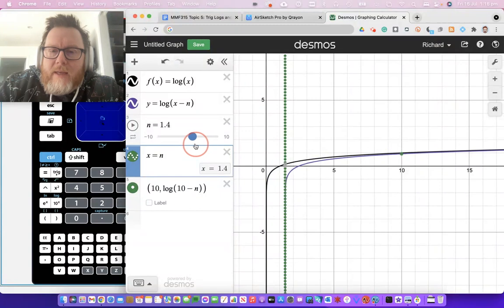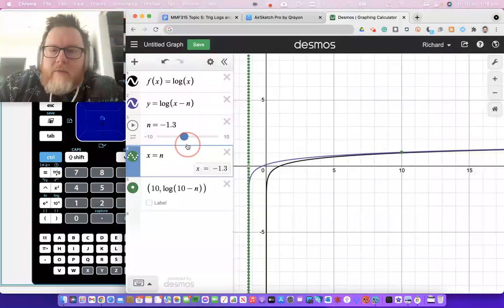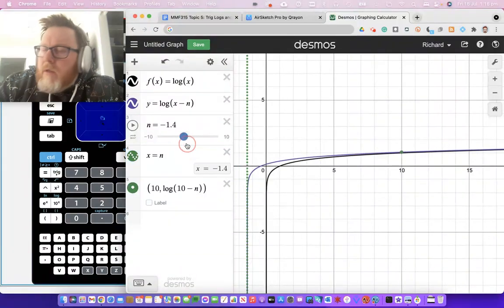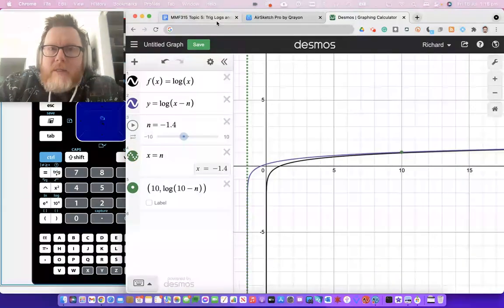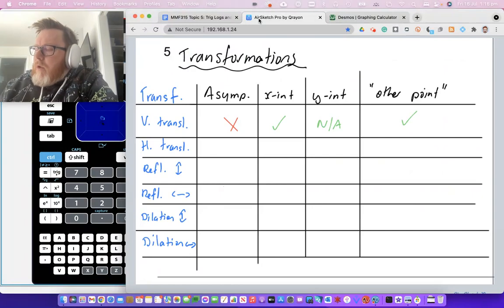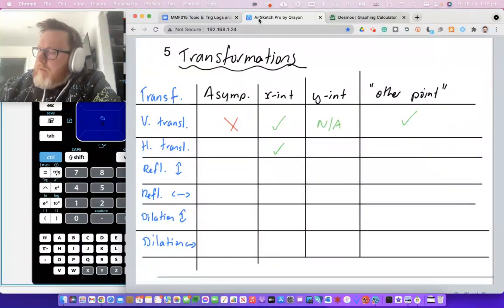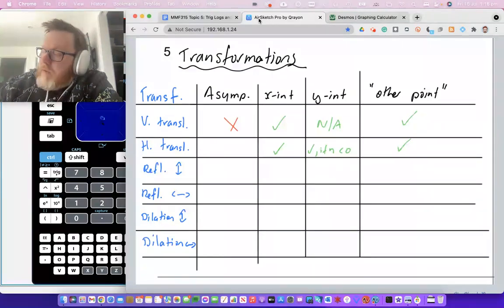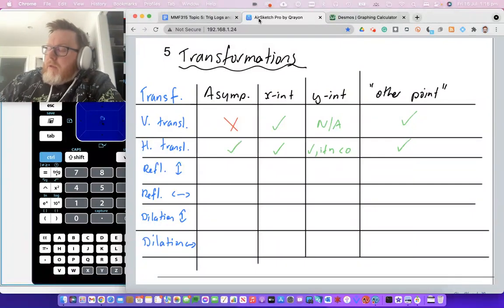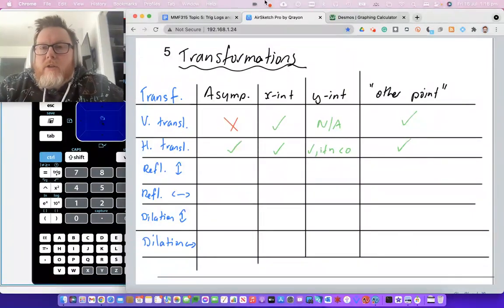This will, of course, affect the x-intercept, and if I make n negative, we'll suddenly have a y-intercept as well. Okay? So what's affected? Pretty much everything, isn't it? So the x-intercept will change. The other point will change. Yes, if n is less than 0, the y-intercept appears. The asymptote changes as well. So everything changes with a horizontal translation.